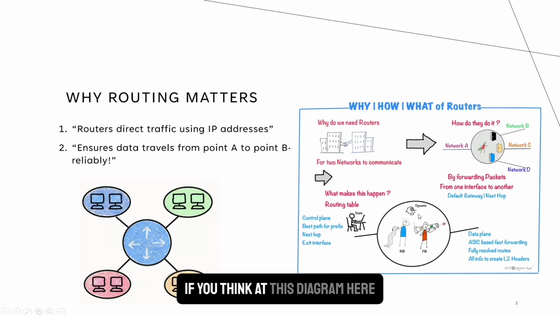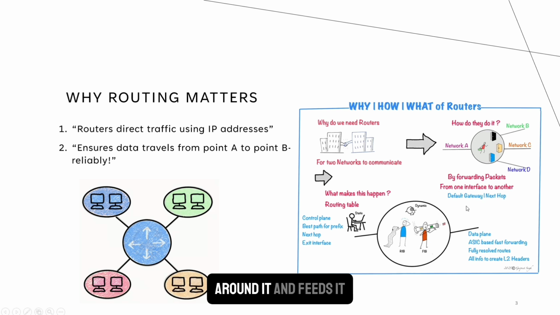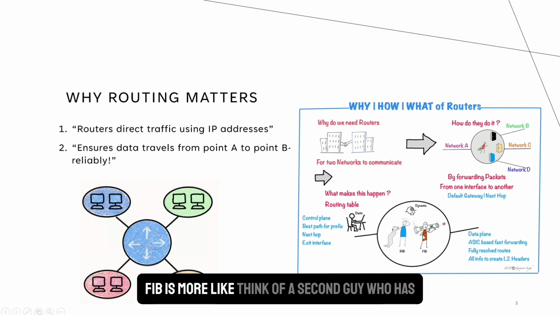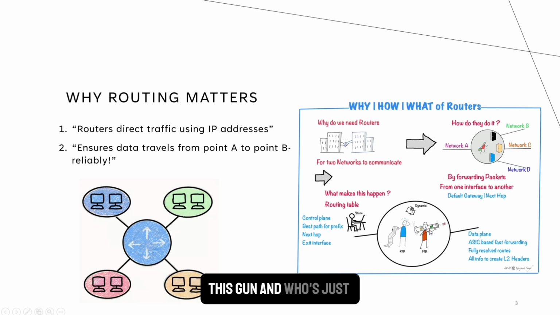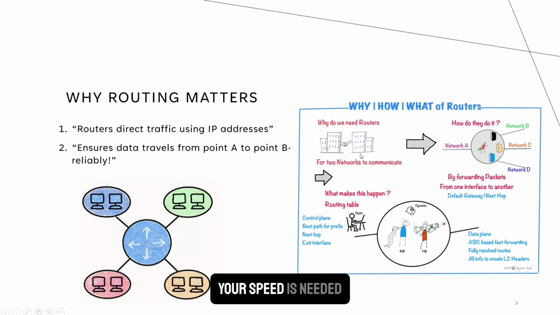If you look at this diagram here, this is a routing table that will be filled up either by somebody manually configuring it or by a dynamic routing protocol that learns routes and feeds it. So think of that as a list. The FIB is more like a second guy who has a gun and is just shooting all these packets out much quicker, because that's where your speed is needed.